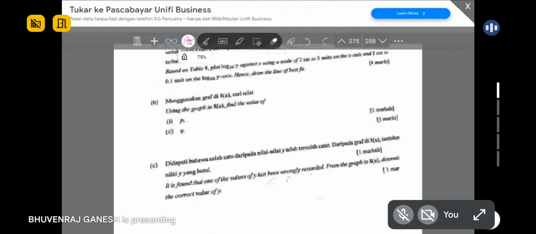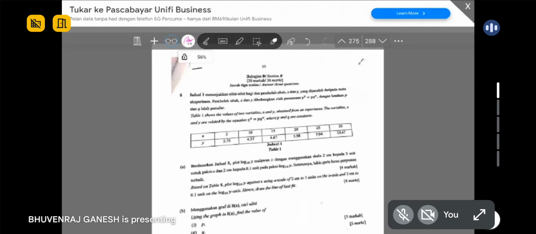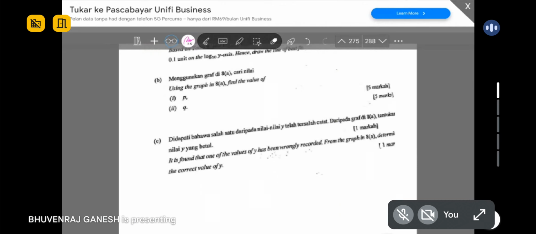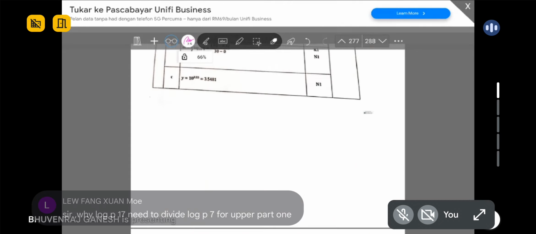Section B. For section B, you guys must choose only 3 questions. So I will discuss 3 questions with you guys. Okay, so first question, linear law. Tell me which 3 questions you want. Okay, so question 8 is linear law.